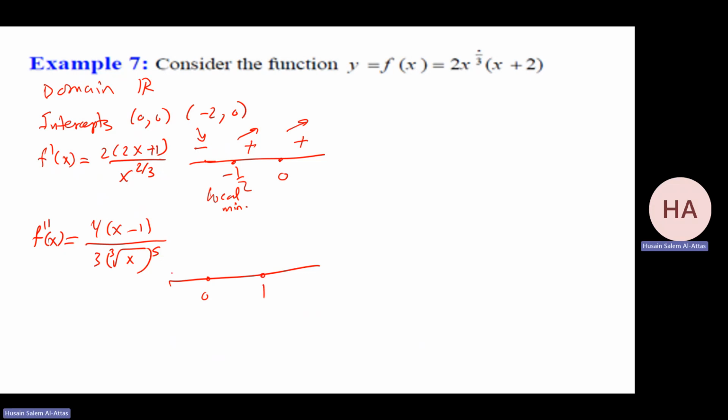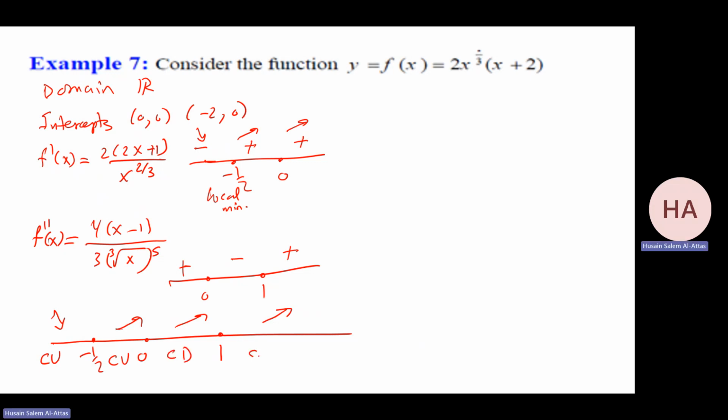And before 0, take a negative value. That will be positive. Then it's negative, then it's positive. If you combine them in 1, that's minus half, 0, 1. So I have what? Decreasing. Then it will be increasing all the way. That's concave up. Then it will be concave down.